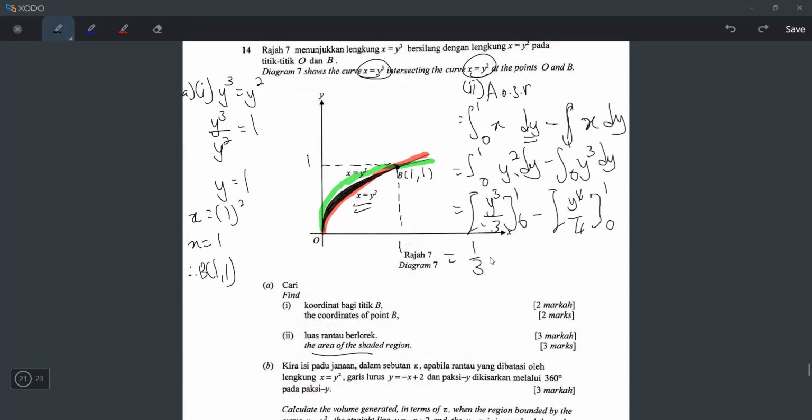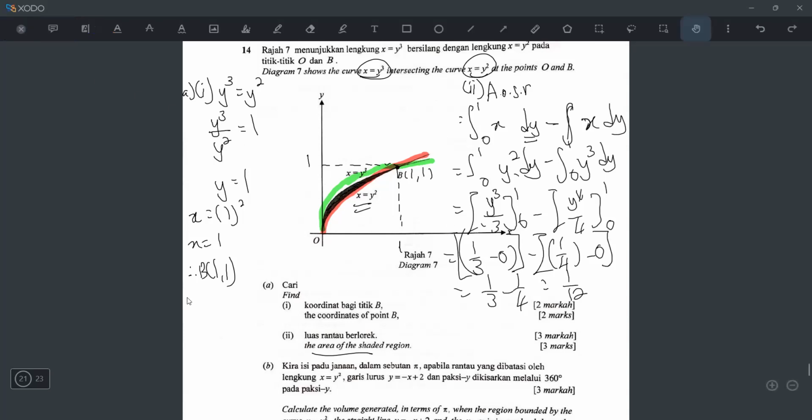Substituting 1 gives 1 over 3 minus 0, done. And then substituting 1 gives 1 over 4 minus 0, okay? And then let's put it in brackets, okay? So you're left with 1 over 3 minus 1 over 4. The answer is 1 over 12, okay? So that's the answer. Okay, let's go to question B.